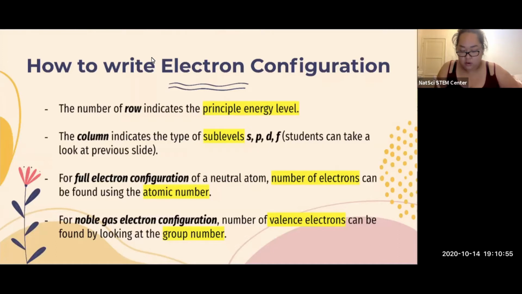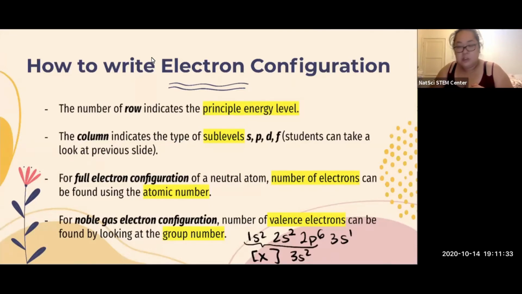So for noble gas electron configuration, you're going to use a noble gas as a stand-in. Let's say you have 1s2, 2s2, 2p6, 3s1. If we do the 3s1, you can put the noble gas here and then just have 3s1. So it basically takes up the space all the way from 1s2 to 2p6.